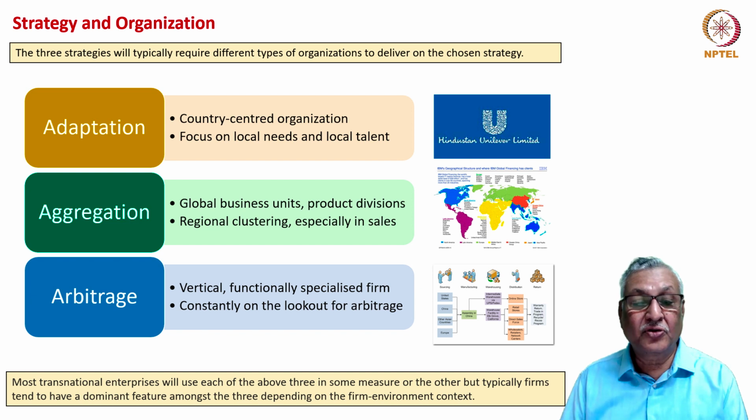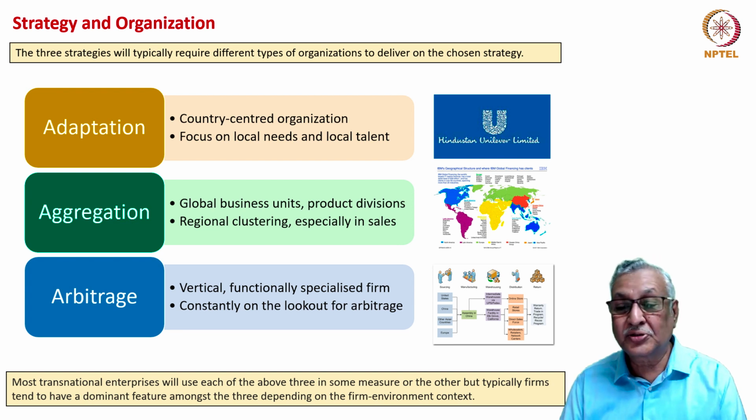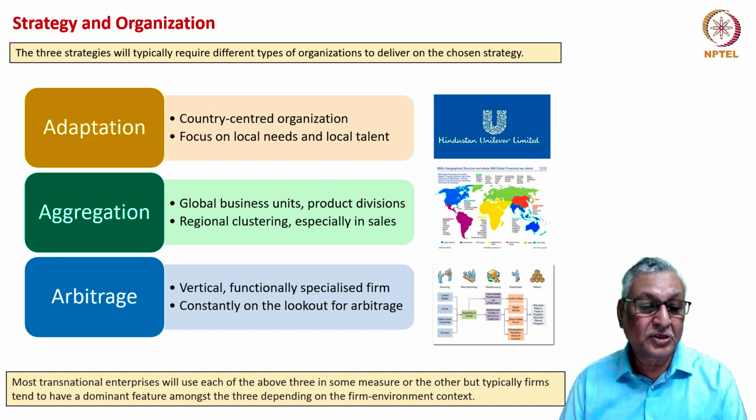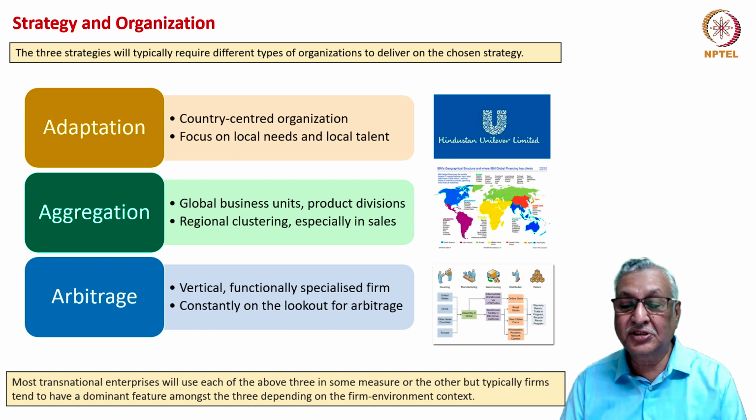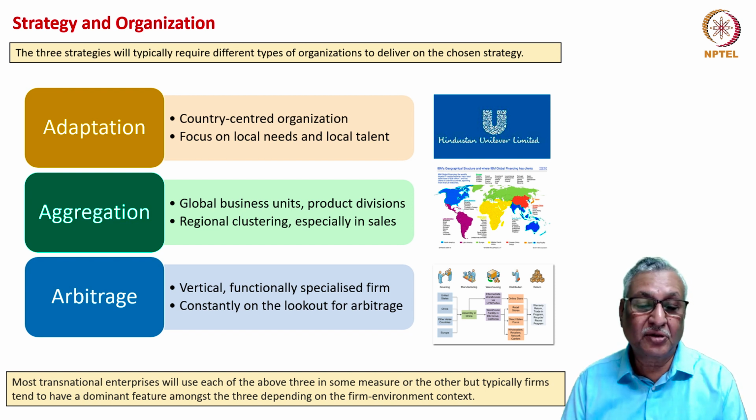Arbitrage, that is a vertically specialized firm which is functionally driven but also functionally specialized, which is constantly looking out for arbitrage. That is also an important aspect. And this arbitrage occurs in sourcing, warehousing, manufacturing, distribution, and health. Most transnational enterprises will use each of the above three in some measure or the other, but typically firms tend to have a dominant feature amongst the three, depending on the firm environment context again.